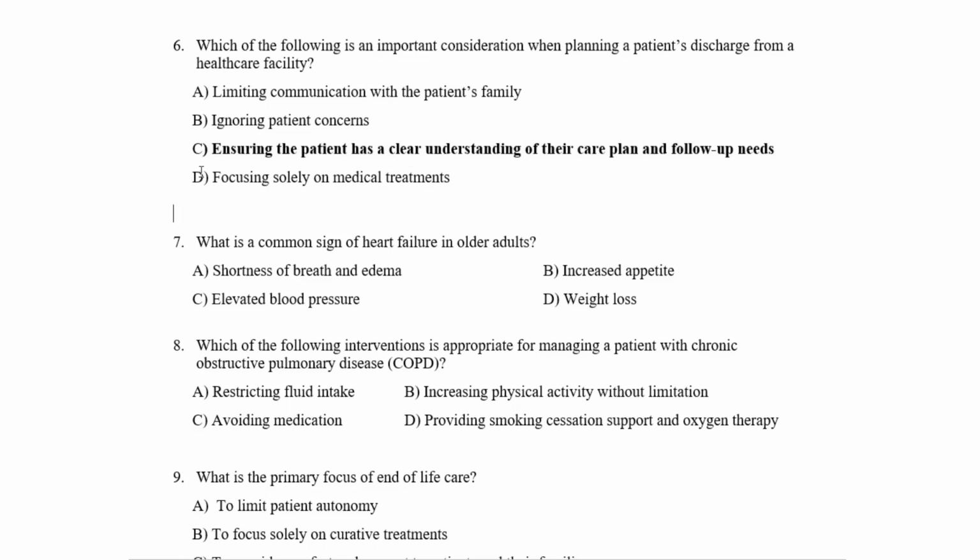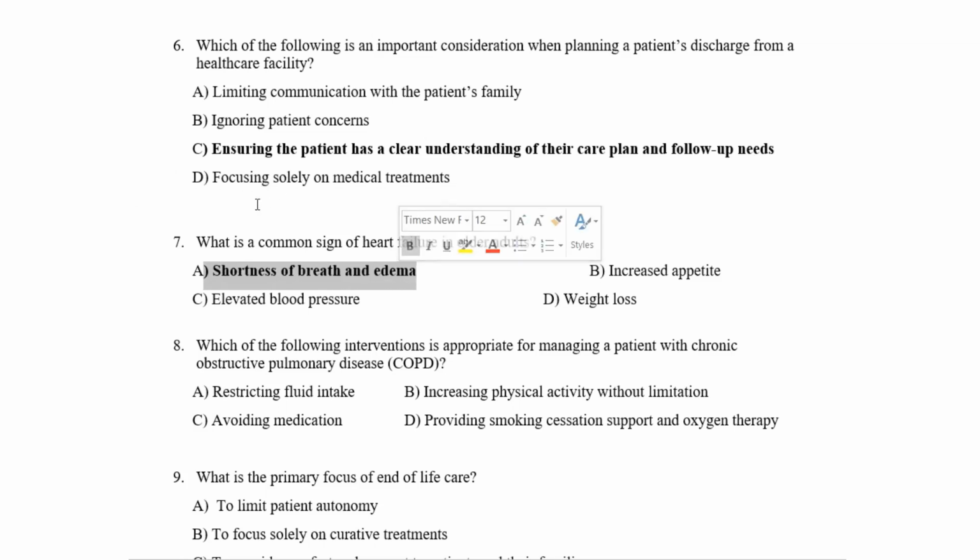वेल, त्यसैगरी हामी क्वेशन नम्बर 7 मा हेरौं त। What is a common sign of heart failure in older adults? Option A मा रहेछ, shortness of breath and edema. Option B मा रहेछ, increased appetite. Option C मा रहेछ, elevated blood pressure. Option D मा रहेछ, weight loss. यसको सही उत्तर हो अप्सन ए, shortness of breath and edema.